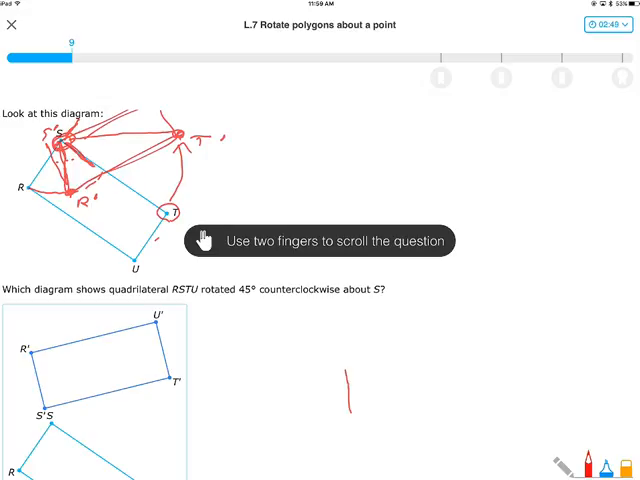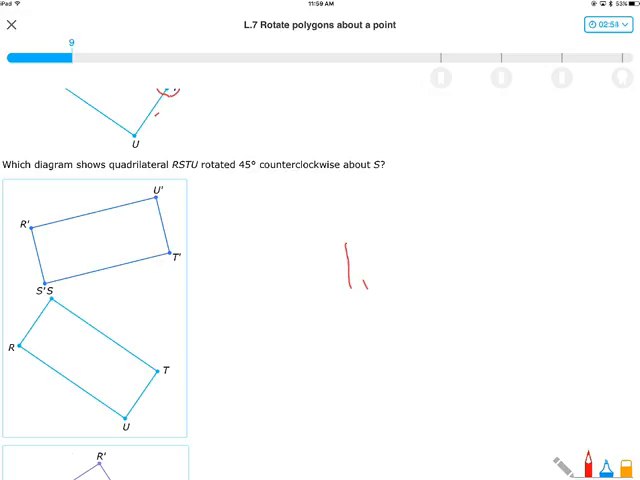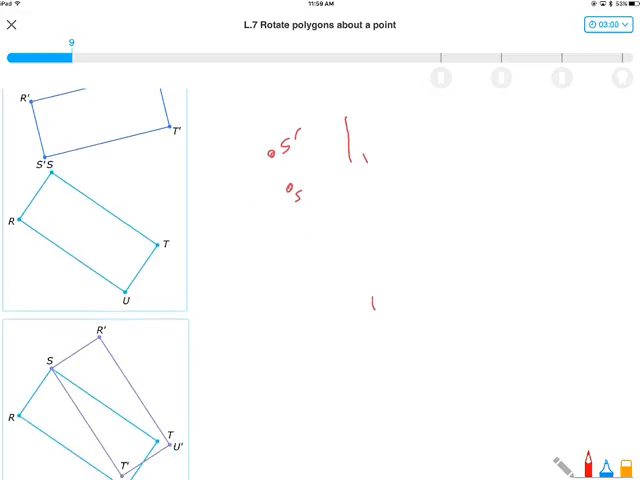Okay, so let's see. Scrolling. This was not a rotation around S, because you can see S and S prime are in two different spots. So it didn't spin around S. So we can rule that one out.